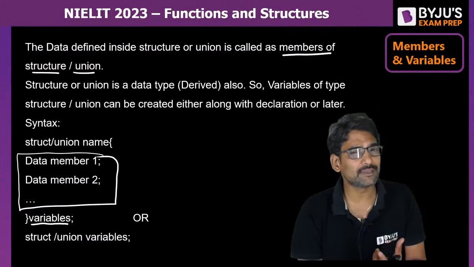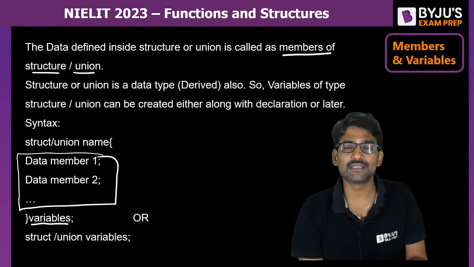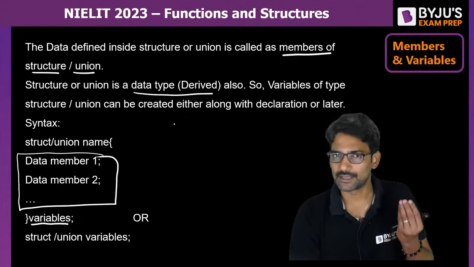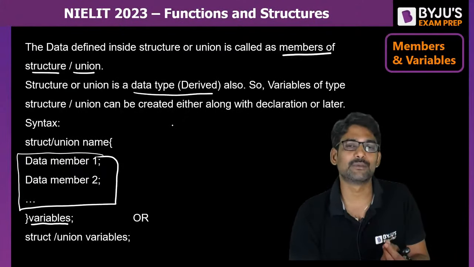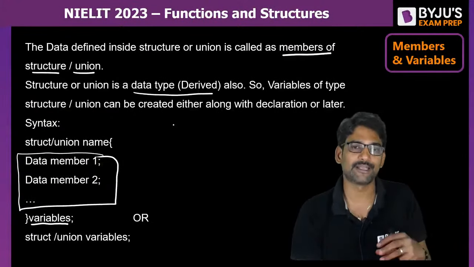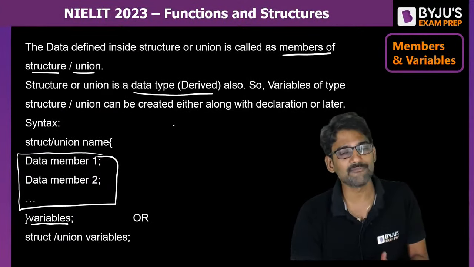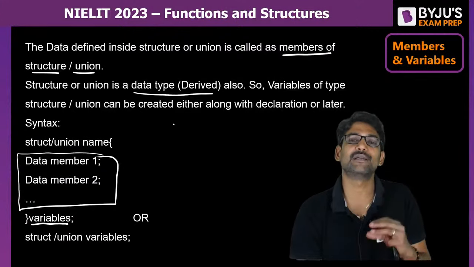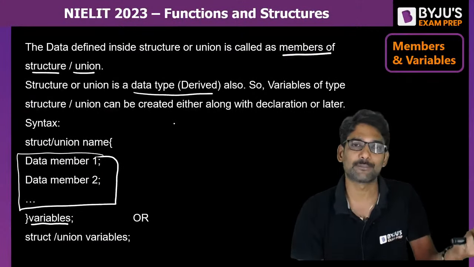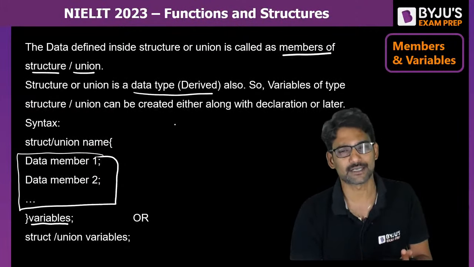What is a variable? Structure or union, these are derived data types, guys. Like how we have a variable for integer, variable of type character, variable of type float, variable of type double, in the same way, we can have a variable of type structure, variable of type union, variable of type file. These are derived data types.